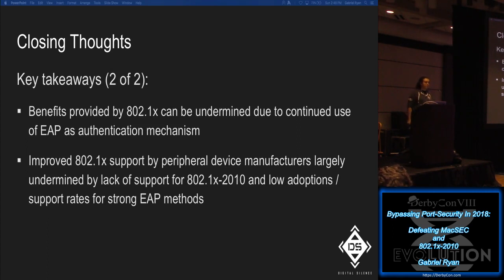And also the benefits of 802.1x can be undermined due to continued use of EAP as an authentication mechanism, because EAP is a good concept, but it has had a flaky history in terms of security, for a very long time in the wireless environment. And it's the same authentication mechanism, really. So the improvements that we've added to 802.1x are in some ways undermined due to continued use of that.